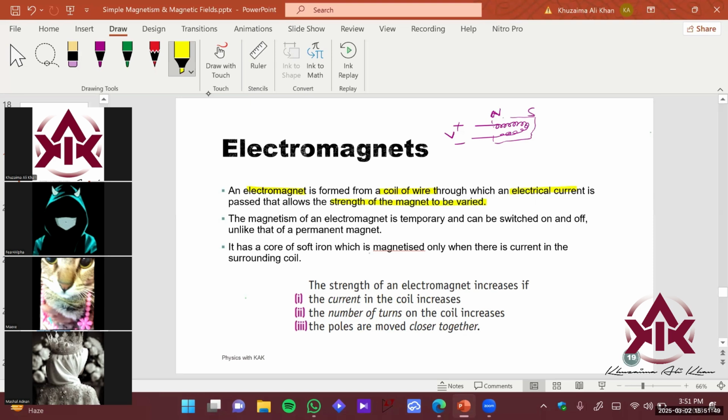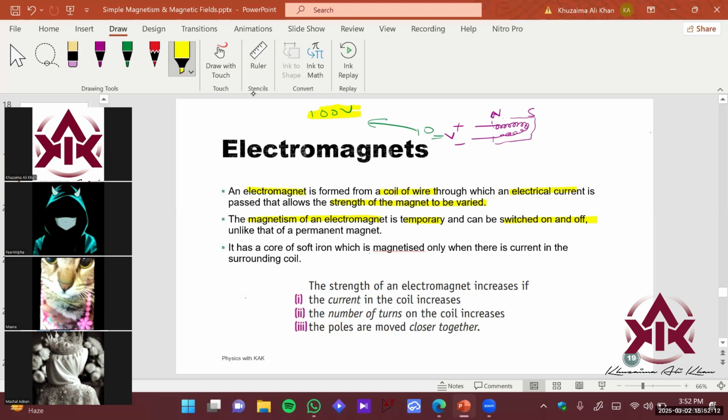Let's say you make the voltage supply 10 volts here, then you increase the supply to, let's say, 100 volts. Obviously that would increase the current also, and that can control the strength of the magnet. So the magnetism of the electromagnet is temporary. It can be switched on and off. That is the benefit of this.